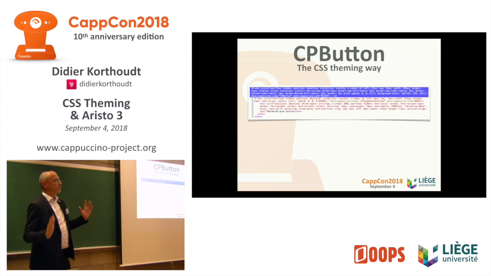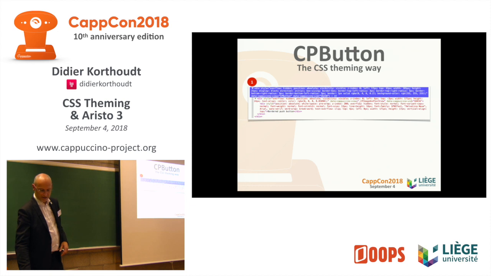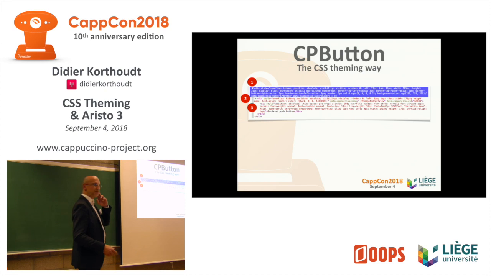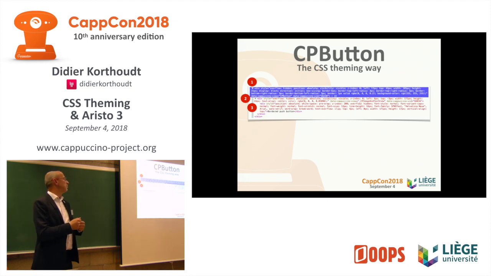With reduced CSS theming, you have only three divs: of course the button view, the content view, and the text view inside the content view. In Aristo 3, there are no shadows on button text and other text. But if you want to put a shadow, you have a direct CSS shadow, so nothing more than that.